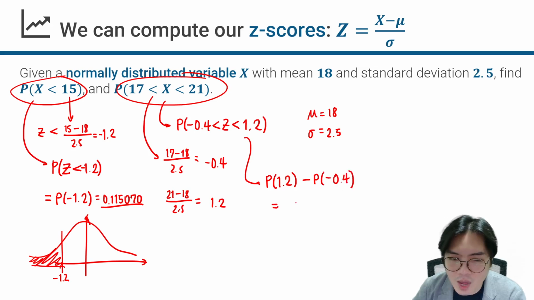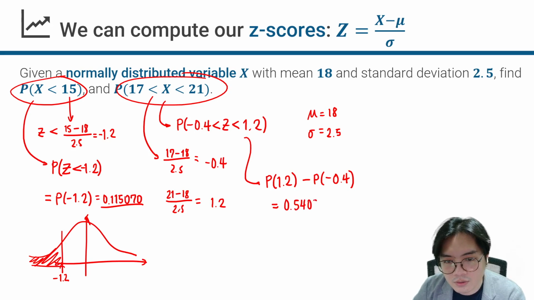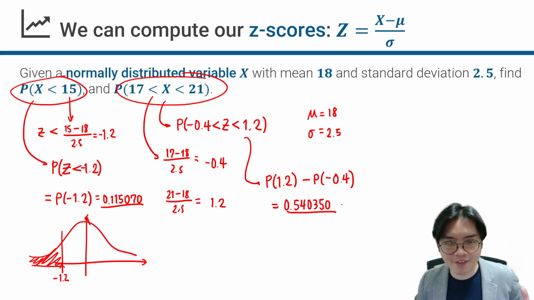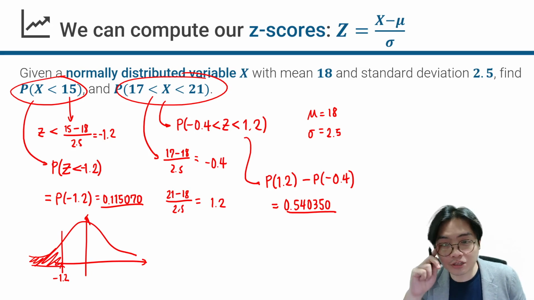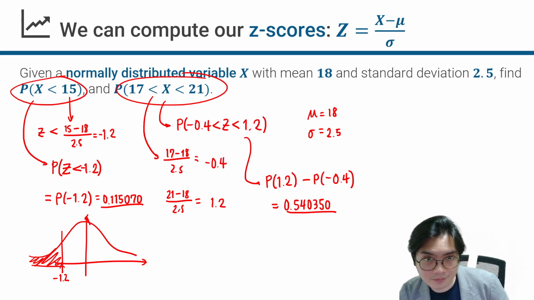Then from here, we just do P of 1.2 minus P of negative 0.4. Isn't that a breeze? We will get a value of 0.540350. Isn't that so great? Very easy, especially because it's without the use of tables.